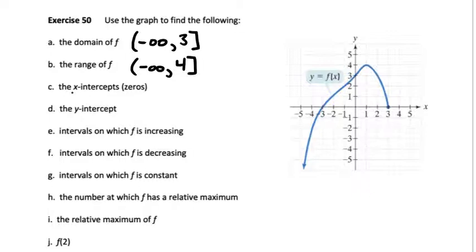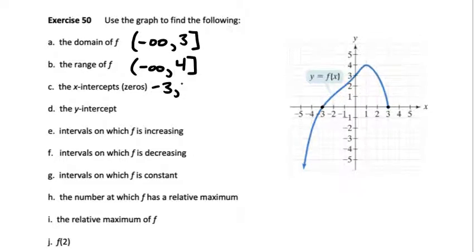Question C is asking for the x-intercepts or zeros. The word zeros means the same thing as the x-intercept, or where the graph crosses the x-axis, and we'll be seeing that a little bit more later on. But looking at this graph, I can see that it looks like the graph crosses the x-axis at negative 3, and here again at positive 3. So those are the x-intercepts.